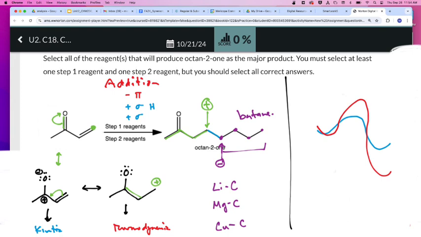But remember, I also said in class, drew up on the board, that there's other ways we could run that reaction. We could have also run the reaction like this.